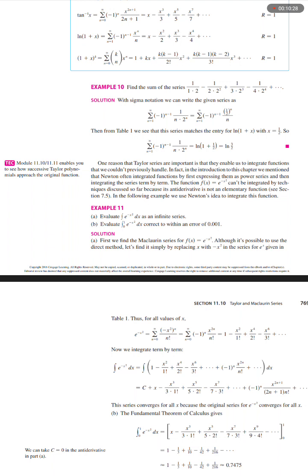The function f of x equals e to the power negative x squared can't be integrated by techniques discussed so far because its antiderivative is not an elementary function. See Section 7.5. In the following example, we use Newton's idea to integrate this function.